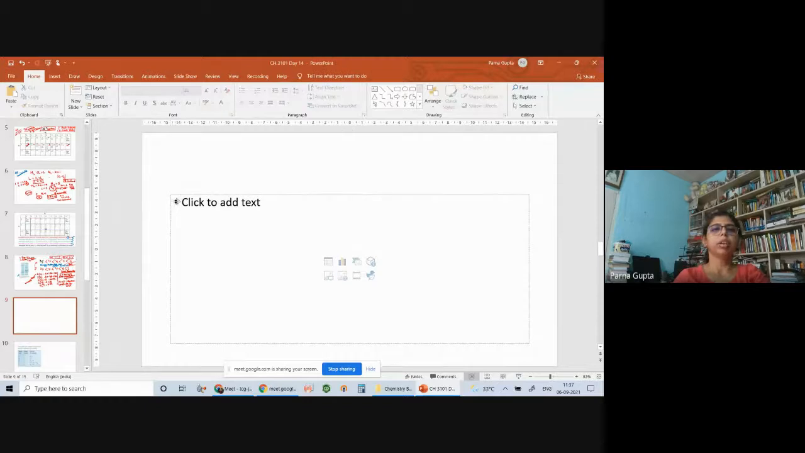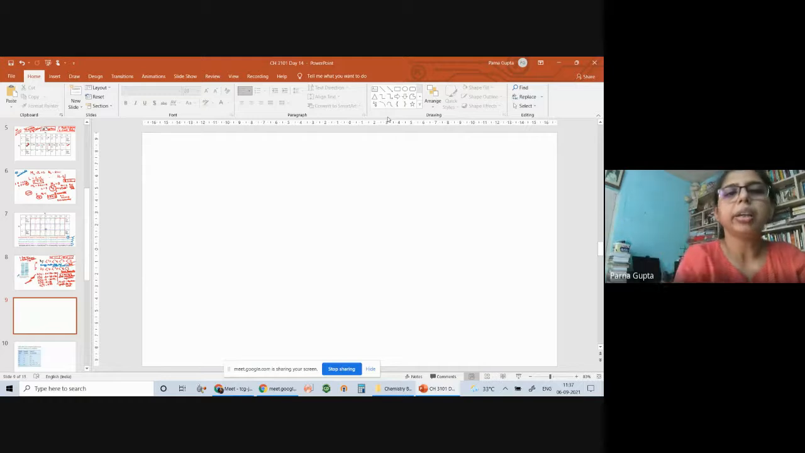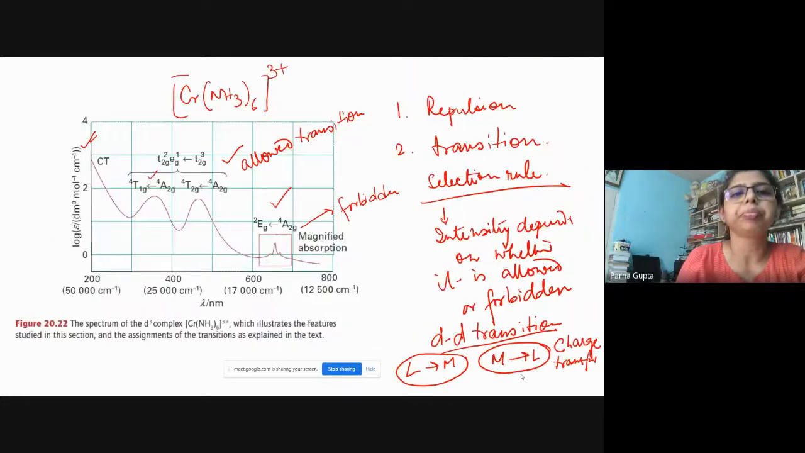Another thing I forgot, I shall tell you. Now recall this one: there are different transitions, right? Theoretically, T2g to T1g, this is the excited state and this is the ground state, but there are two different transitions.